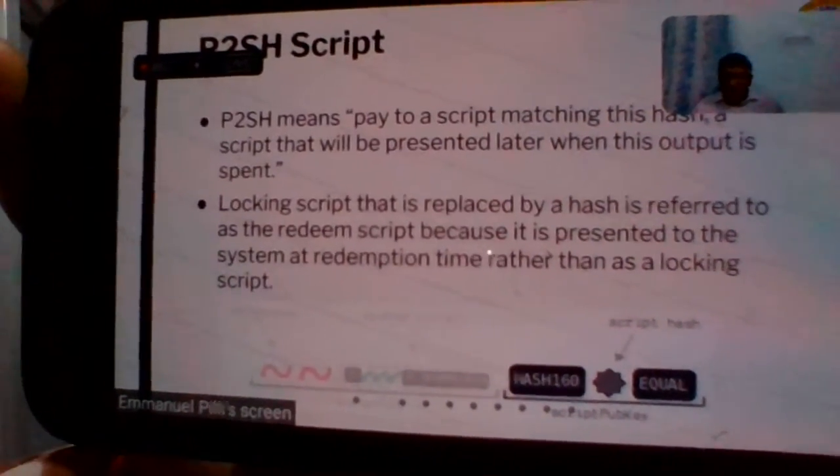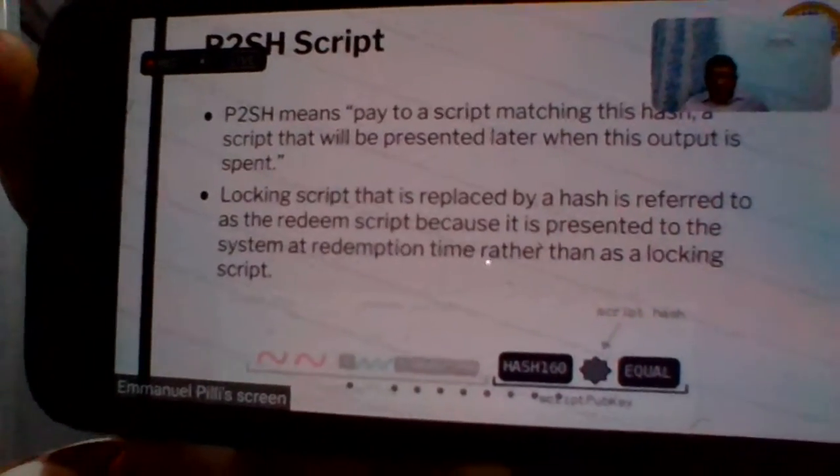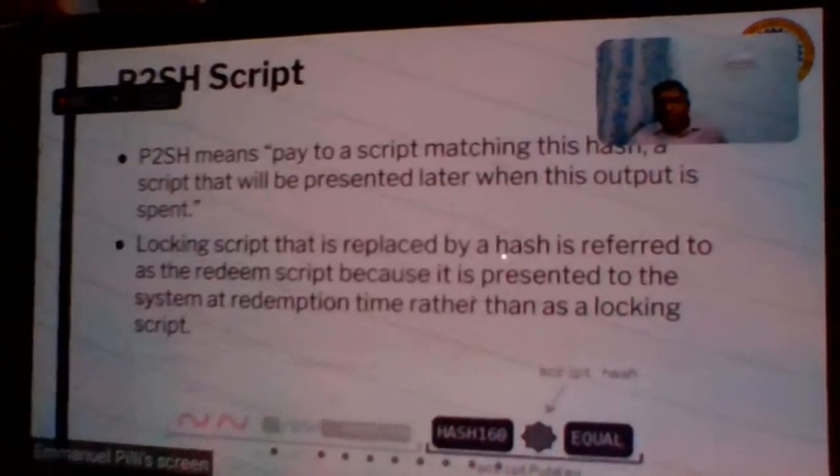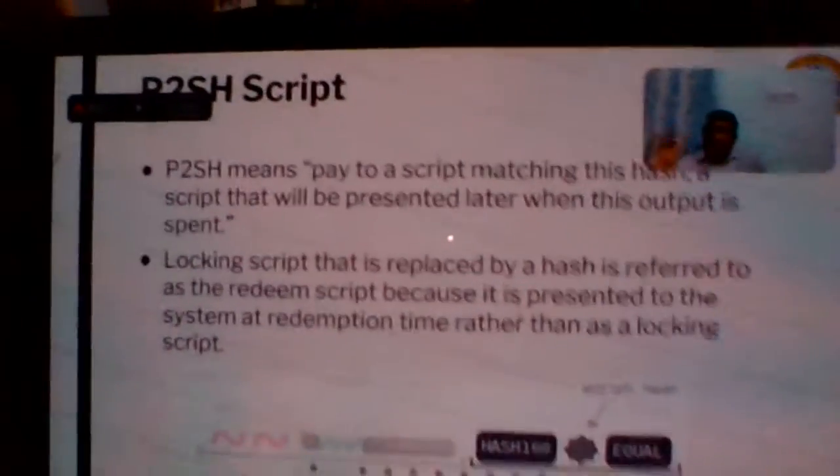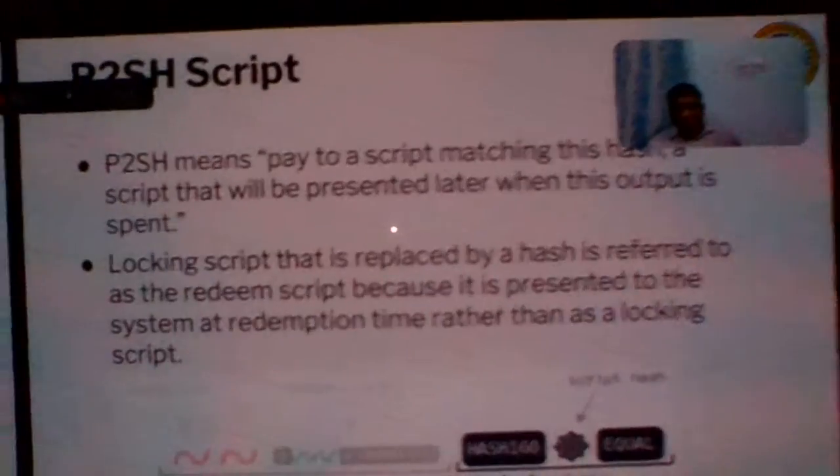So the locking script that is replaced by a hash is referred to as the redeem script, because it is presented to the system at the redeem time rather than as a locking script. So it is taken up only when it is being redeemed. Again, you have a script running there. So how does it run?